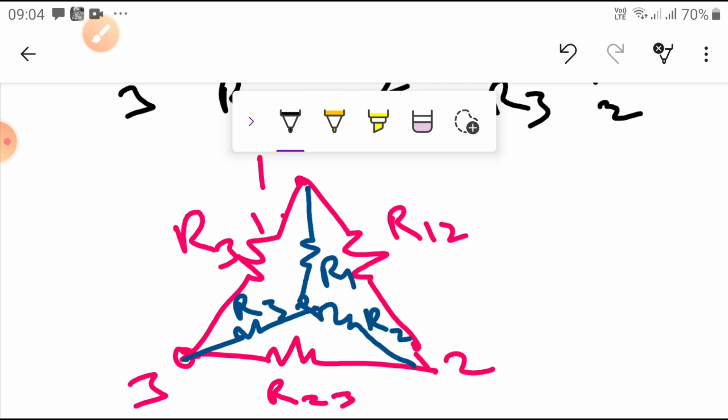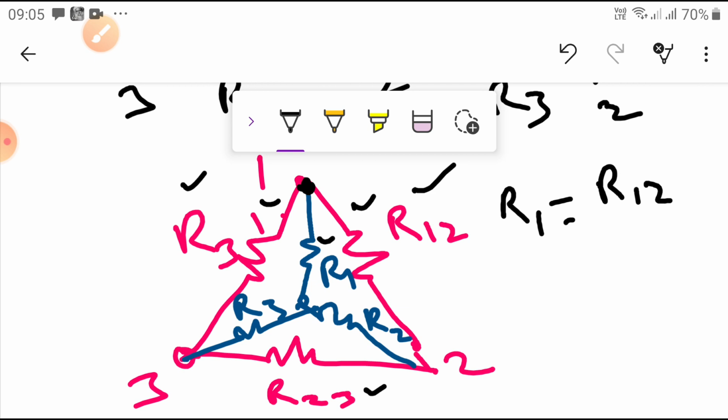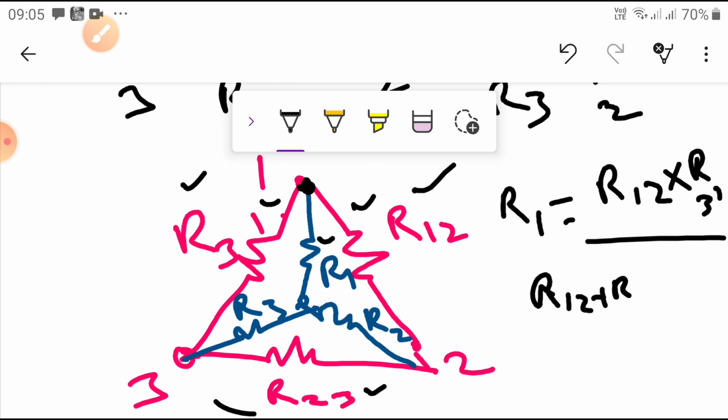How are you going to write it? Now R12 is given, R23 is given, R31 is given. I don't know R1. So R1 can be written using the adjacent values. What is the adjacent? Here the common terminals, this one is adjacent. Write it simply: R12 into R31, all divided by the sum of the total values, that is R12 plus R23 plus R31. Simple, this is the value.